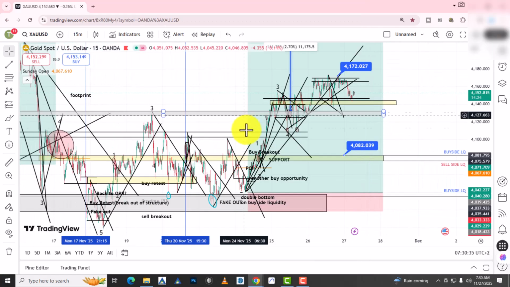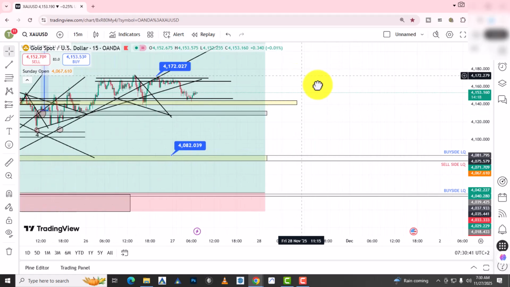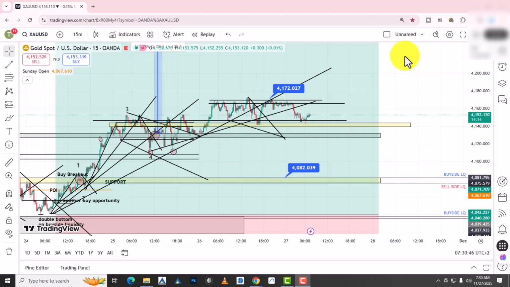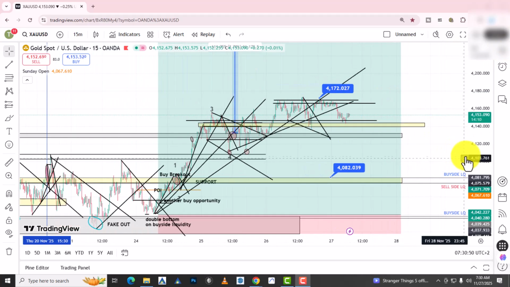We caught the buy, we caught the upside, we are still riding it. Gold Market Watch Discord, we managed to catch the buy. So what's happening currently on gold?